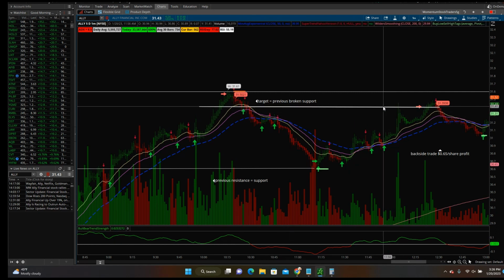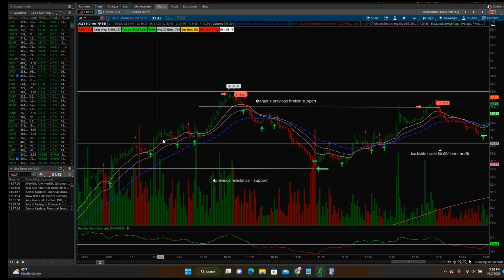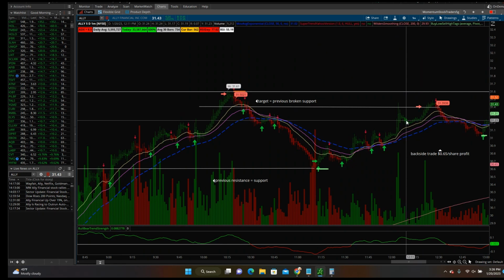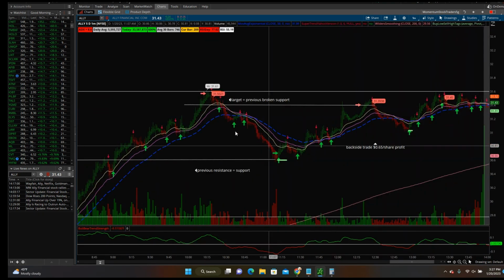I didn't get out on this candle right here. It wicked. I didn't get out, I got out right here in this area, somewhere on there at $31.35. So I had already made $1.60 on the front side, but this is the back side, and I made an additional 65 cents from here to here. And that's not too bad. I mean, it's not great. I mean, you're just taking what you can get.